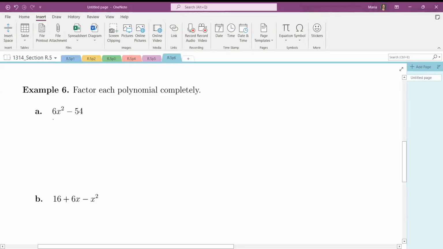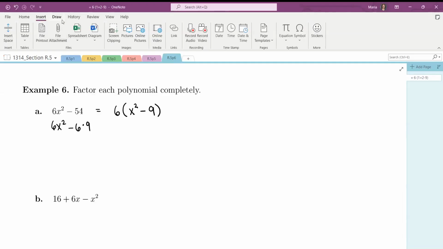So when I look at this, from each piece you can take out a 6 because this is really 6x squared minus 6 times 9. 6 times 9 gives you 54. So you can go ahead and take out a 6. That is going to leave you with x squared minus 9. Now we need to see if anything else factors. Well, the 6 is definitely not going to factor.